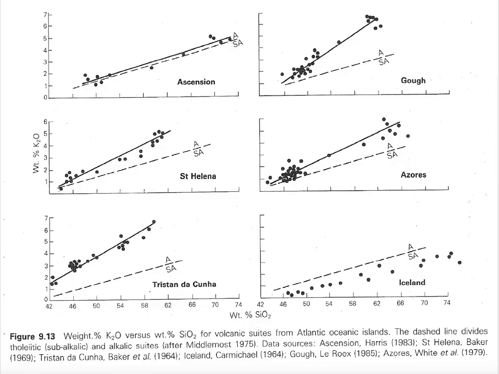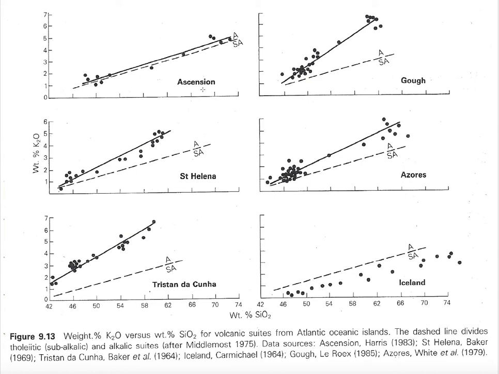So here we have Harker diagrams again. For the major elements we always use Harker diagrams. Here, as typical, we have the SiO2 concentration on the x-axis and the potassium concentration on the y-axis, and now we are comparing the trends. Here the stippled line marks the boundary between the subalkalic trend and the alkalic trend.